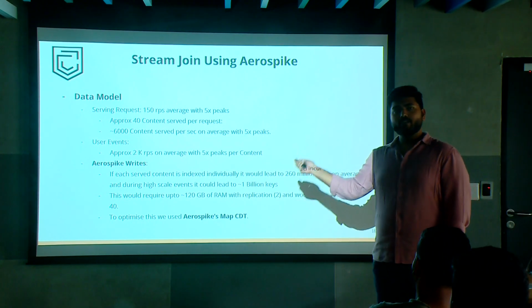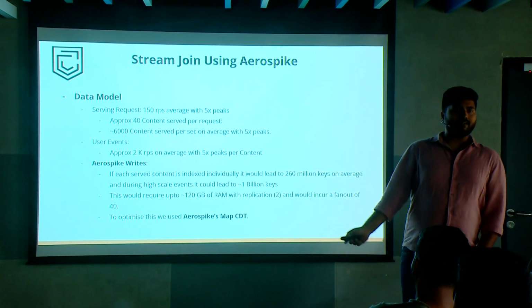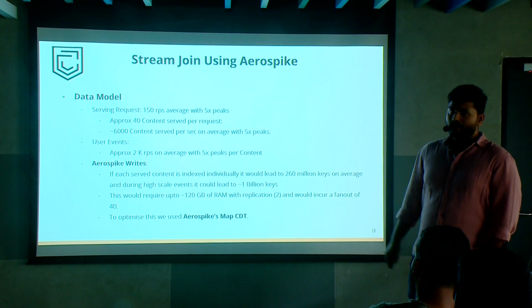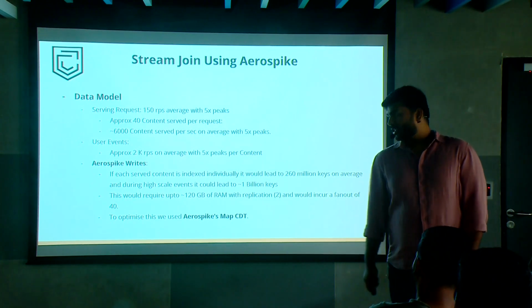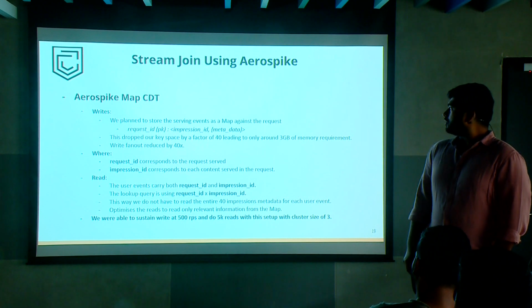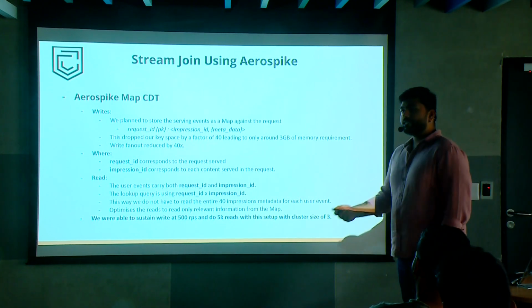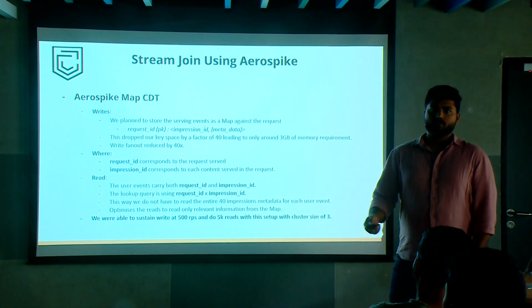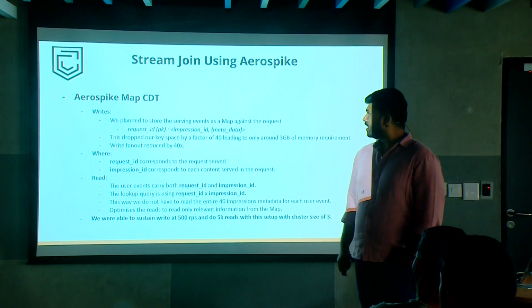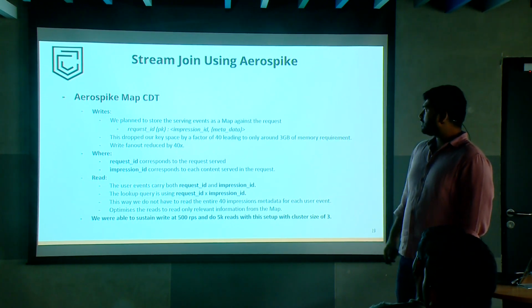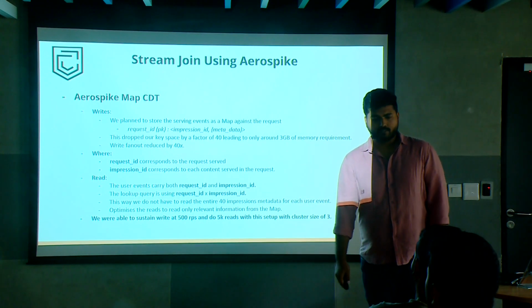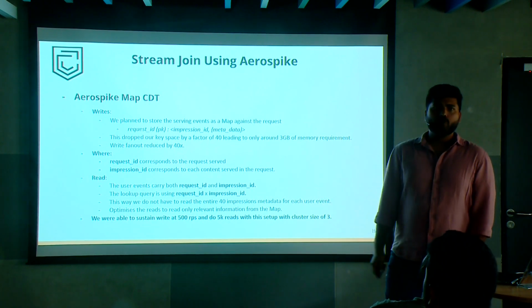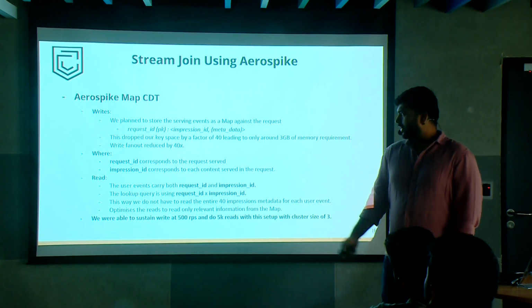So you're getting a 150 RPS request, but we are doing 6,000 writes on Aerospike. To optimize that, we used Aerospike's map CDT, a collection data type in Aerospike. The way we modeled it is that for each request served, we store a map of each impression, or each content served, along with its metadata. It dropped our key space by a factor of 40 because we only get 150 RPS of writes instead of 6,000. That means we would only need 3 to 5 GB of memory. Write fan out reduced by 40x.